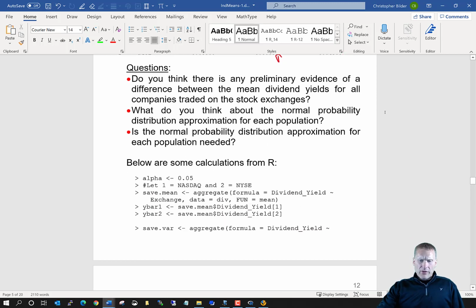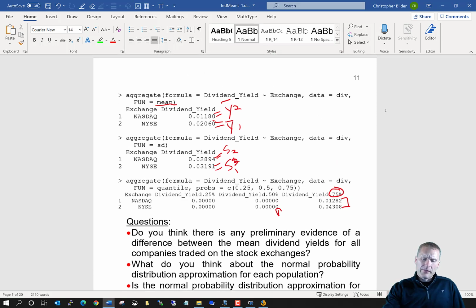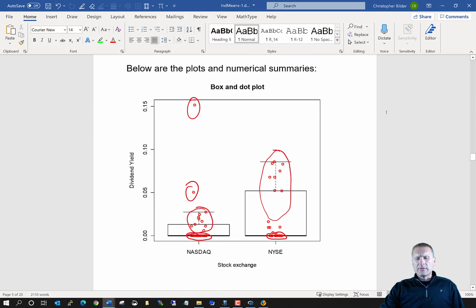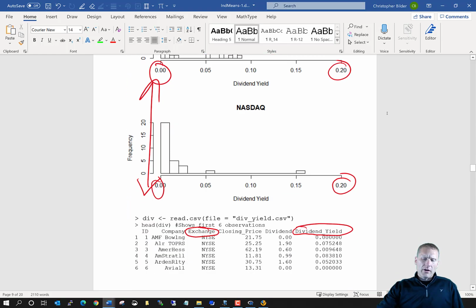So questions. Do you think there's any preliminary evidence of difference between the mean dividend yields for all the companies traded on the stock exchanges? Well, we can definitely see in terms of the sample means some differences. But if we take a look at this box and dot plot, we do see this kind of a shift up of points in comparison to the NASDAQ. But still, we get all these zeros down there. So, I do see some evidence, but, at least from the sample, in an initial look, it doesn't necessarily appear to be strong evidence.